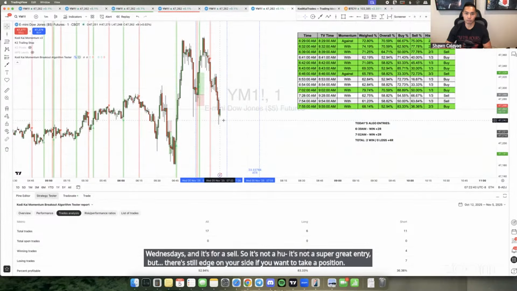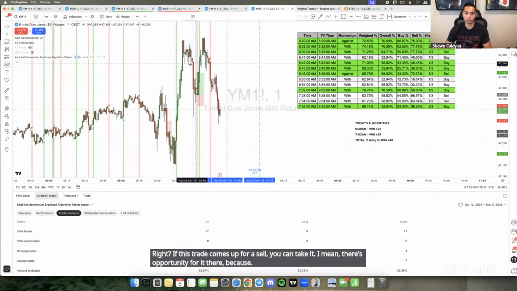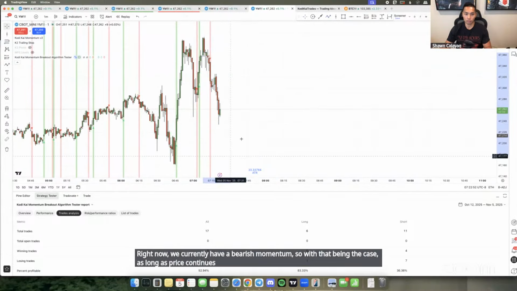If this trade comes up for a sell, you can take it. There's opportunity for it there because right now we currently have a bearish momentum. With that being the case, as long as price continues dropping lower, it'll be perfectly fine.